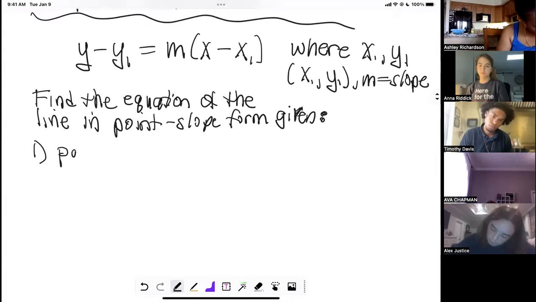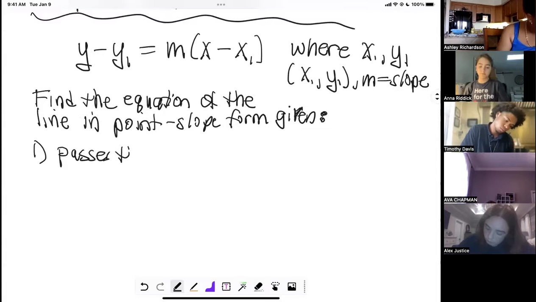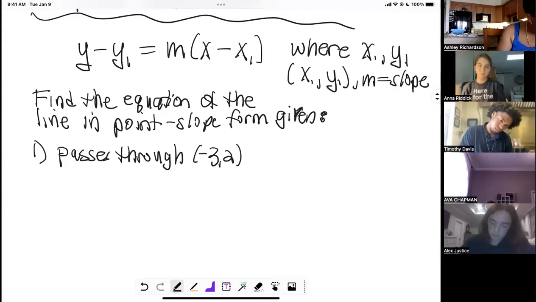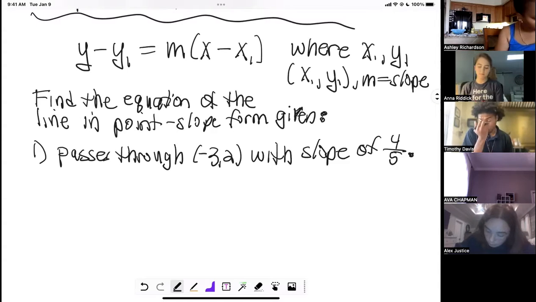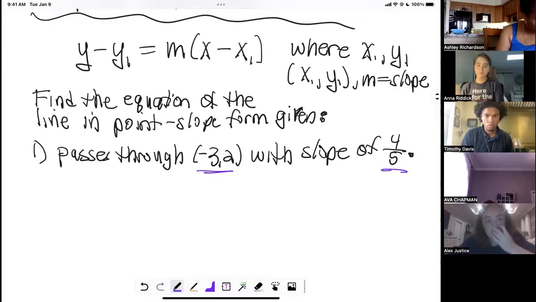Okay, so it passes through the point (-3, 2) with a slope of 4/5. This is the easiest one you can get. Why? It's called point-slope form for a reason, because you can write an equation when you have a point and you have a slope. That's why it's called point-slope form.